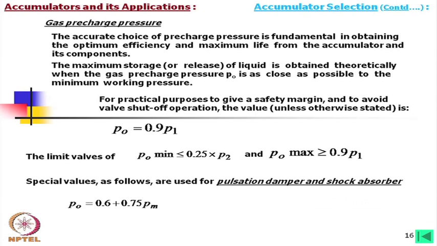Then special values as follows are used for pulsation damper and shock absorber. P0 is 0.6 plus 0.75 of Pm. I think we should look into this relation again, because this value is there without brackets. If it is an additional part, this is definitely unit sensitive. So, we have to check whether this relation is correct, or whether it is simply P0 equal to 0.8 into P1 for pulsation damper and shock absorber.